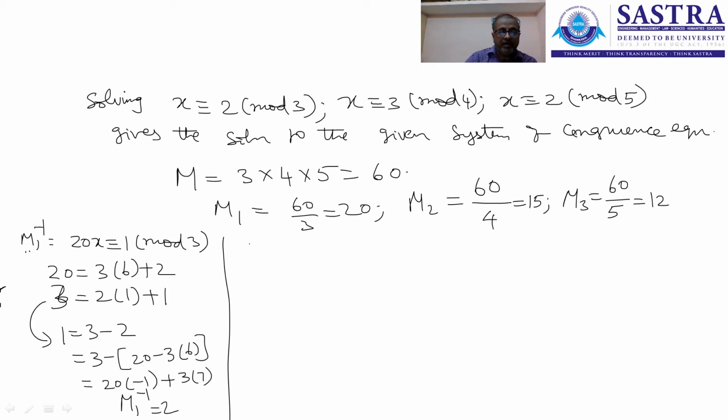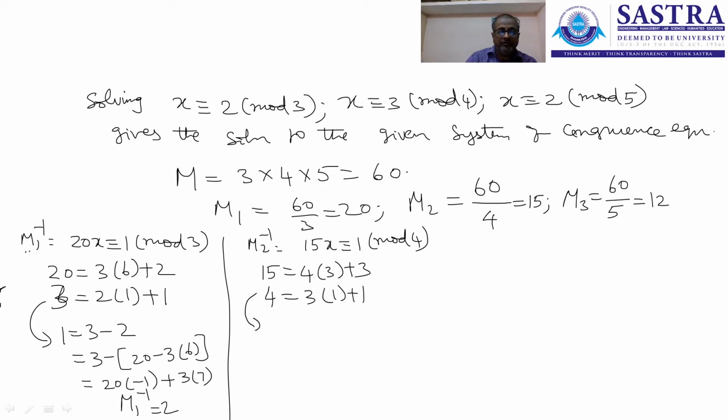Now I will calculate m2 inverse. What is m2 inverse? 15x congruent to 1 mod 4. So I will have 15 is equal to 4 into 3 plus 3. 4 is equal to 3 into 1 plus 1. I will rewrite this as 1 is equal to 4 minus 3, and this will be 4 minus 15 minus 4 into 3.